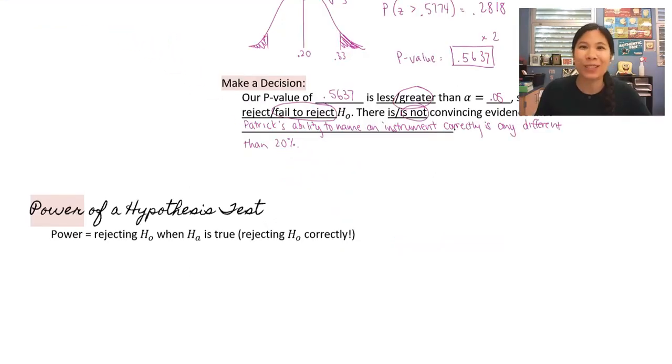All right, so now that we can correctly do a full hypothesis test, there's one more thing I want to talk about, which is the power of a hypothesis test. So power, this is good, it's a good thing, you want power. Power is when you reject the null hypothesis H0 when HA, your alternative hypothesis, is true. In other words, you are rejecting H0 correctly. So this is a great thing. So when you're not making an error, you have power.